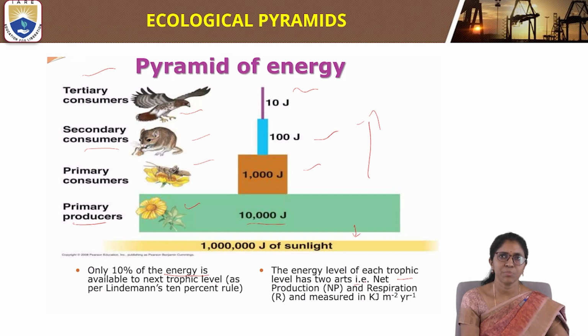If we see the pyramid of energy, from primary producers to tertiary consumers, and from sunlight also, only 10% of energy is available to the next trophic level. So this is the pyramid of energy. The flow of energy is decreasing from bottom to top, from primary producers like plants and trees to tertiary consumers.